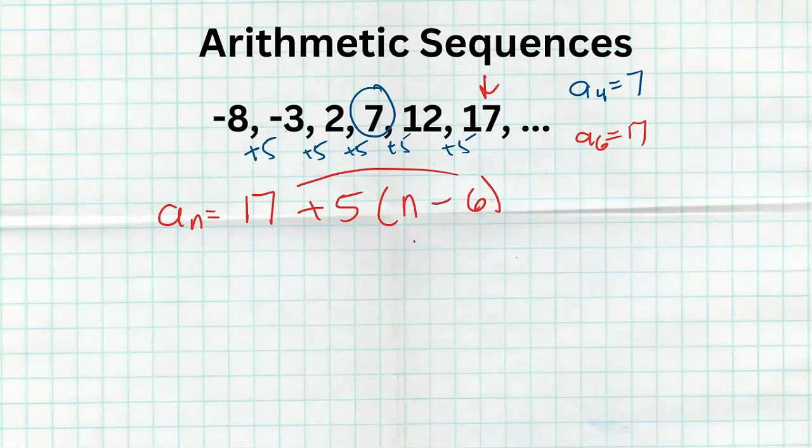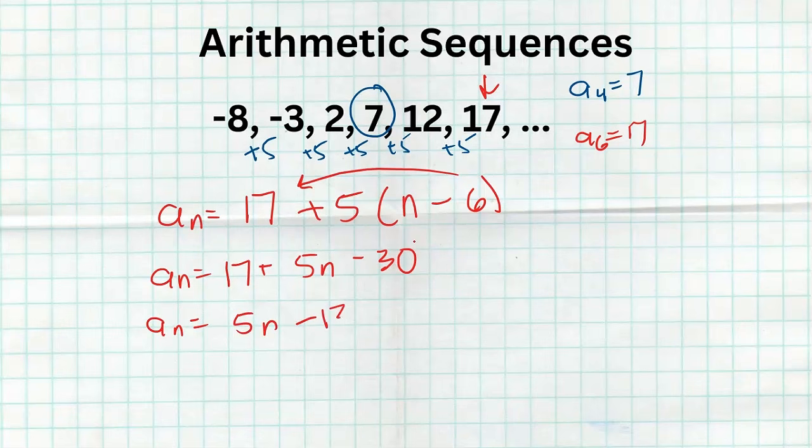The 6th term is 17. Clean this up: 17 plus 5n minus 30, and we get a sub n equals 5n. Combine the 17 and the negative 30, and of course we get negative 13. The exact same formula that we got earlier.